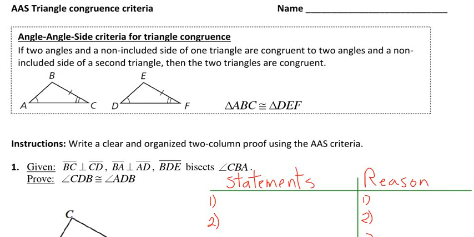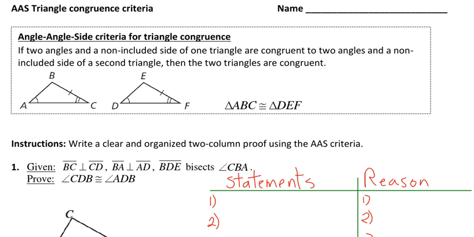Hi everyone. In this lesson we're going to be proving that two triangles are congruent using the angle-side triangle congruence criteria. And this criteria says that if two angles and a non-included side of one triangle are congruent to two angles and a non-included side of a second triangle, then the two triangles are congruent.